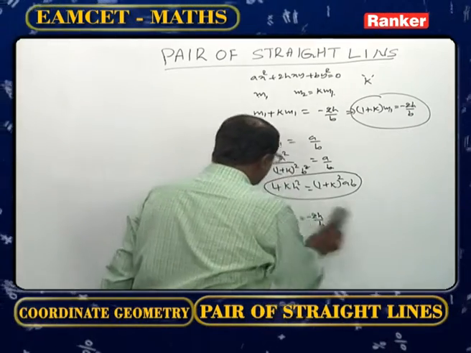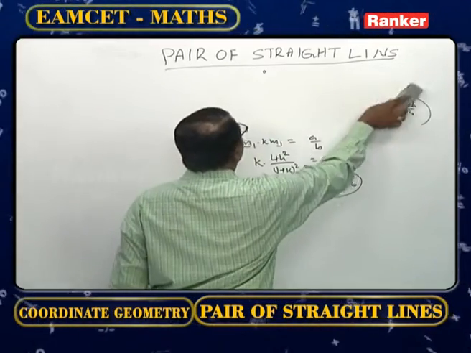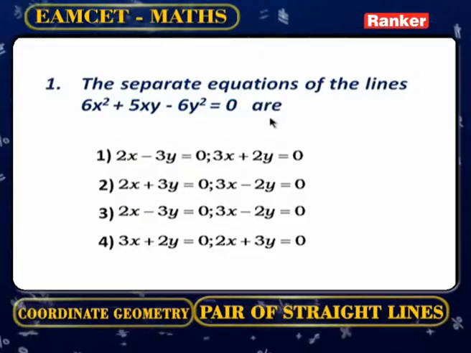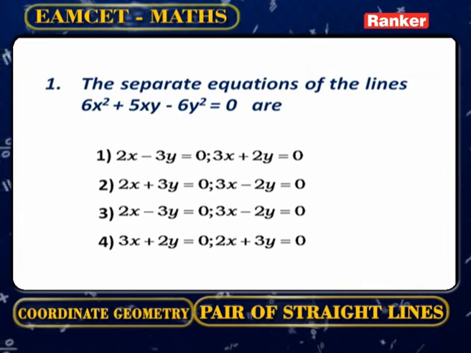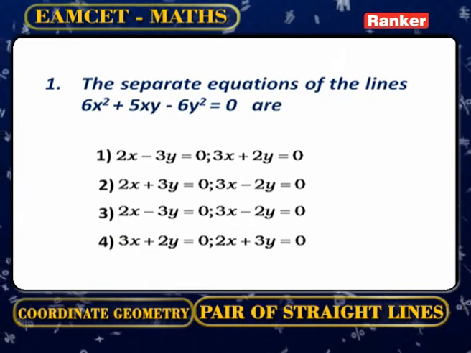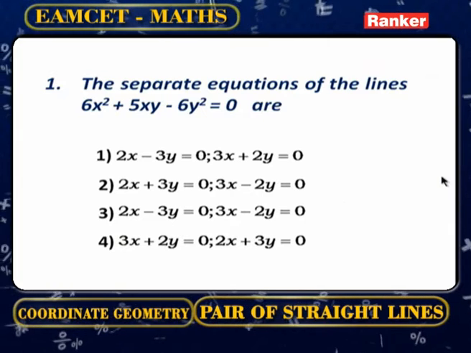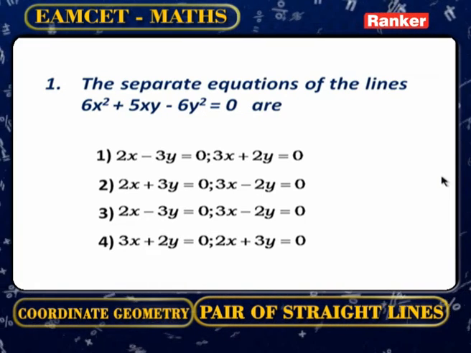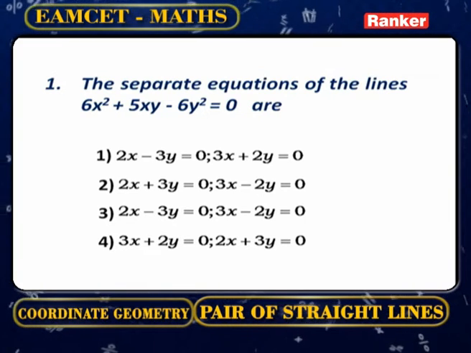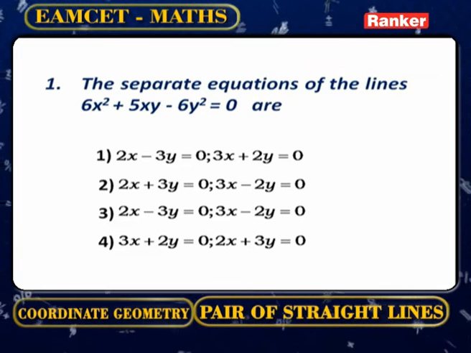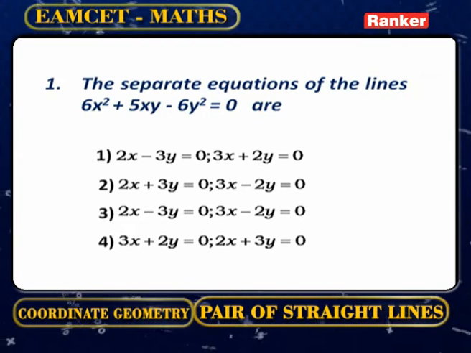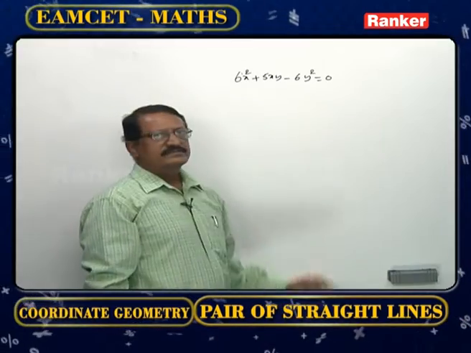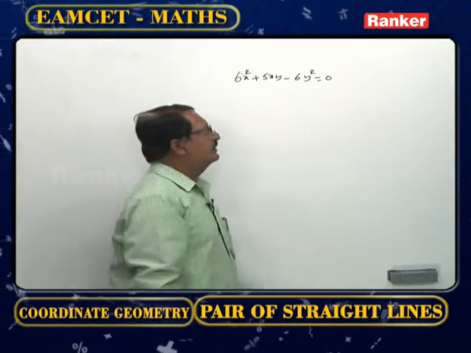Similarly, we get a number of formulas in this. Now we discuss the problems. Find the separate equations of the lines 6x square plus 5xy minus 6y square equals 0. Just by resolving into factors of the equation, we get the separate equations.